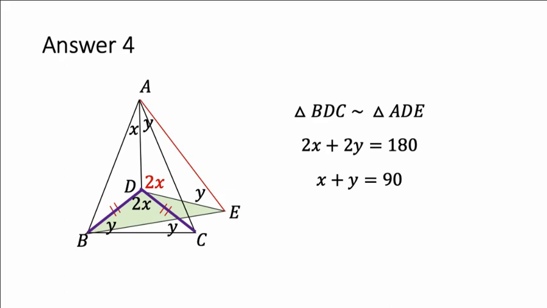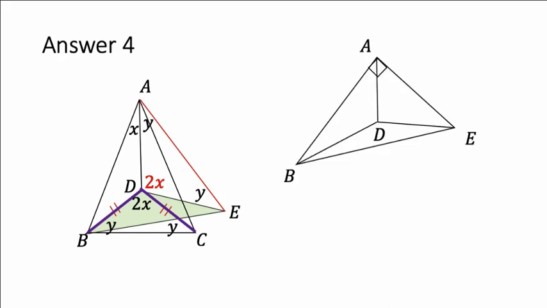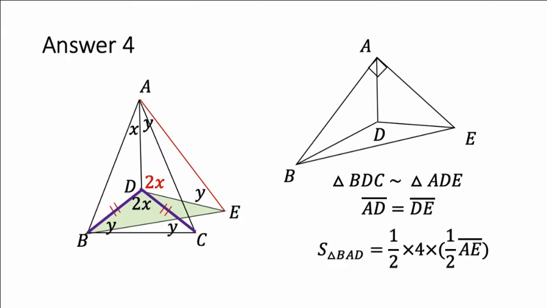So let's redraw the diagram to this. Remember that these two triangles are similar. This means that AD equals BE. To solve for the area of BAD, it will be equal to 1/2 times AB, which is 4, times the height from D to AB, which is 1/2 of AE. This means that the answer for this question is 3. And this is how we solve our fourth problem.